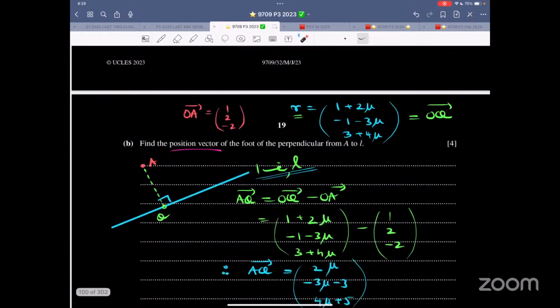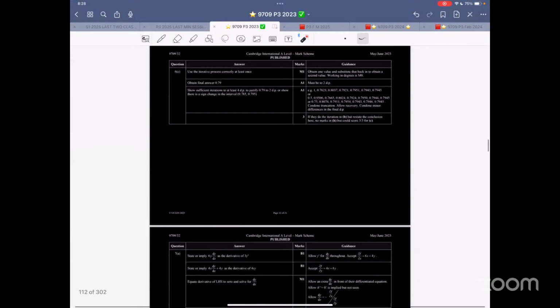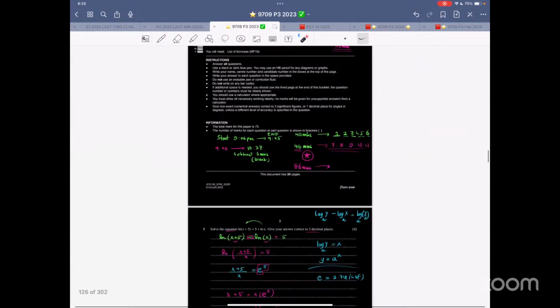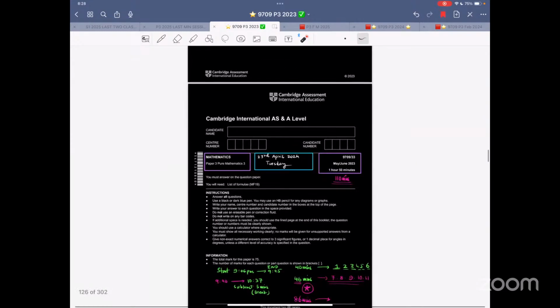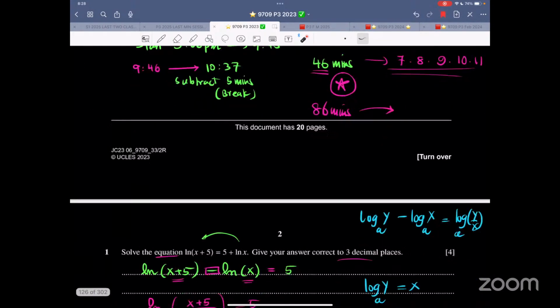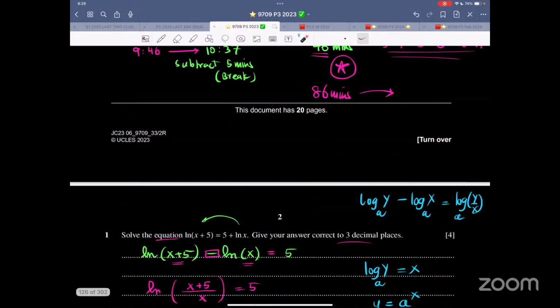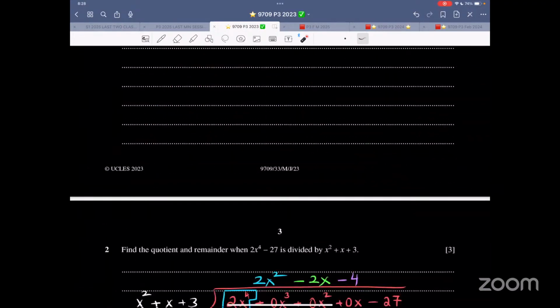Vectors is for tomorrow. And the next one, that's right over here. Again, let me focus on this one, May, June 2023. This is 23rd April. LN, that was basic.